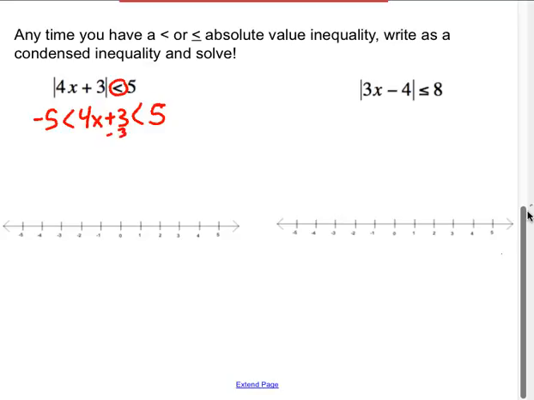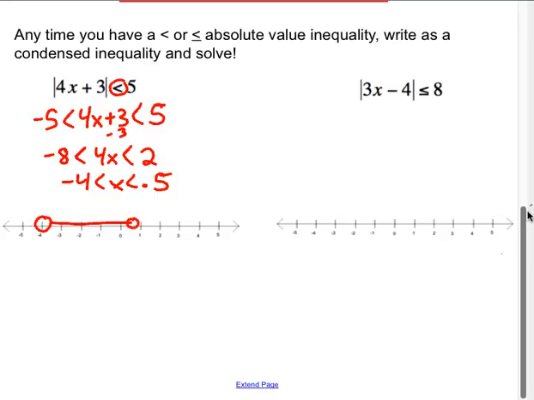I'm going to subtract 3 from everything. So that's going to be -8 less than 4x is less than 2. Now I'm going to divide by 4. So -2 less than x is less than 0.5. So these are actually really easy if you think of them as condensed inequalities. That is just squished in between those two values.